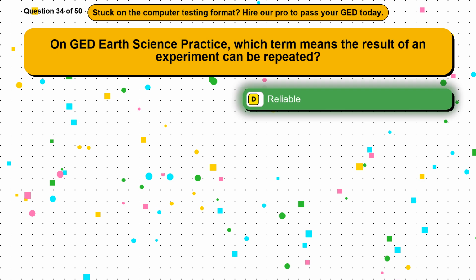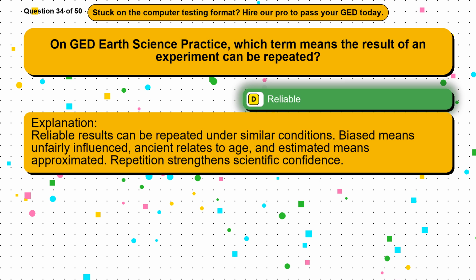Reliable. Reliable results can be repeated under similar conditions. Biased means unfairly influenced, ancient relates to age, and estimated means approximated. Repetition strengthens scientific confidence.